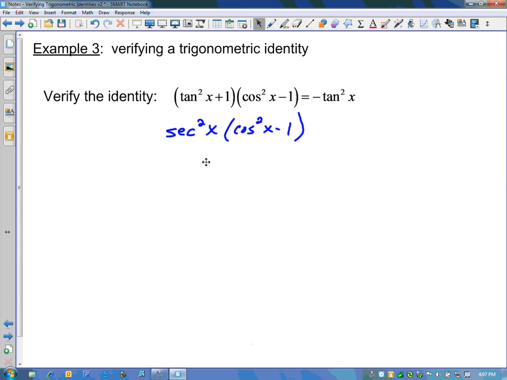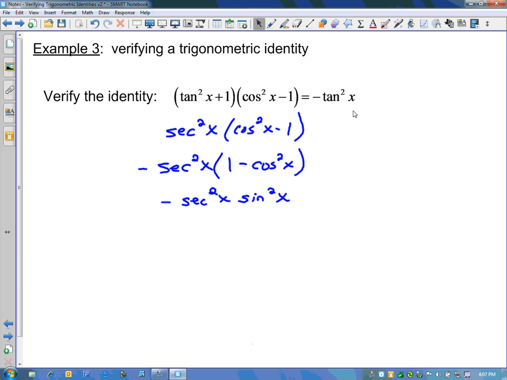I can do that by factoring out a negative. If I factor out a negative 1, then I change the order of the binomial to be 1 minus cosine squared, which is what I was looking for in order to switch it out for sine squared. And now again, students might get to this point and say, okay, but what next? Well, look at your goal.